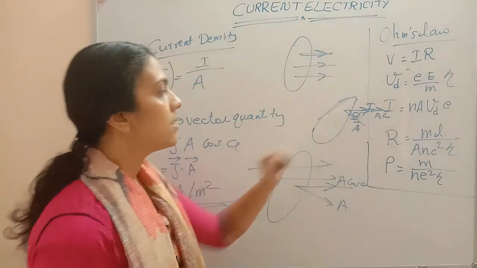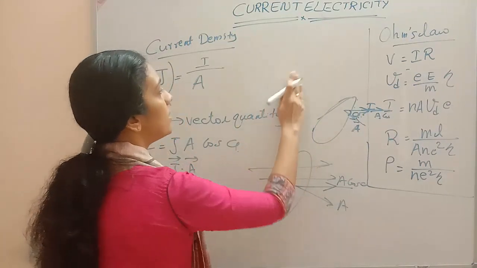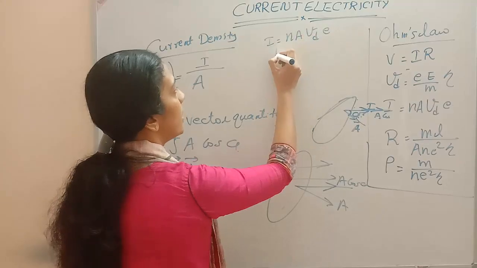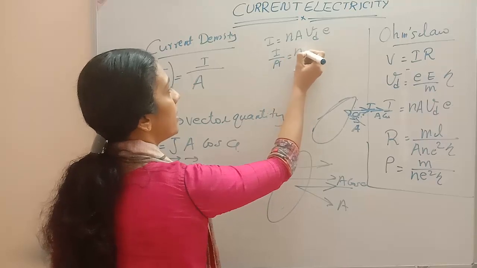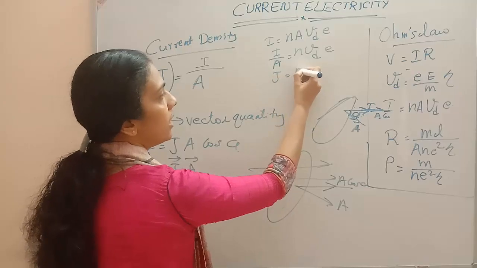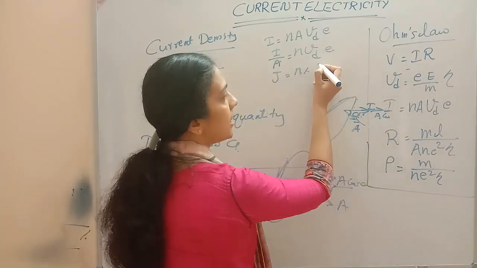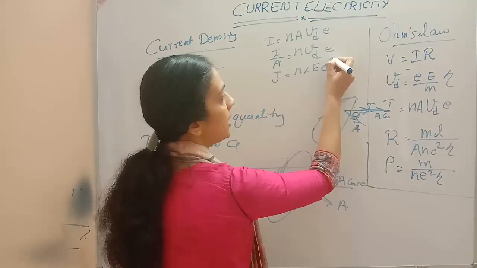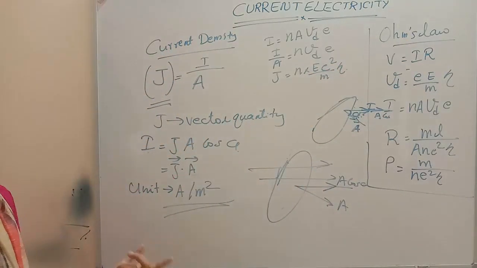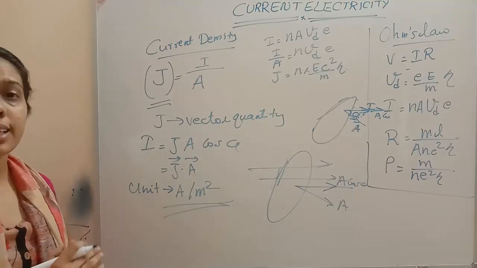So here we know I equals N A Vd E. Then what will be I by A? N Vd into E. What is I by A? J. J equals N Vd into E. I can represent Vd as E E tau by m, so J equals N e square tau E by m. That is the J value in terms of N and electric field E. In that way we can represent it. Okay, this is about the current density.